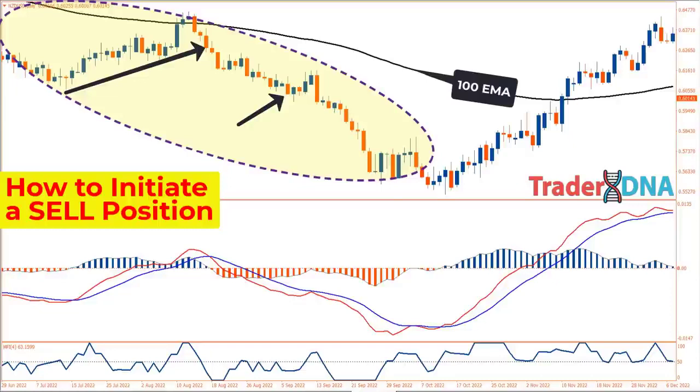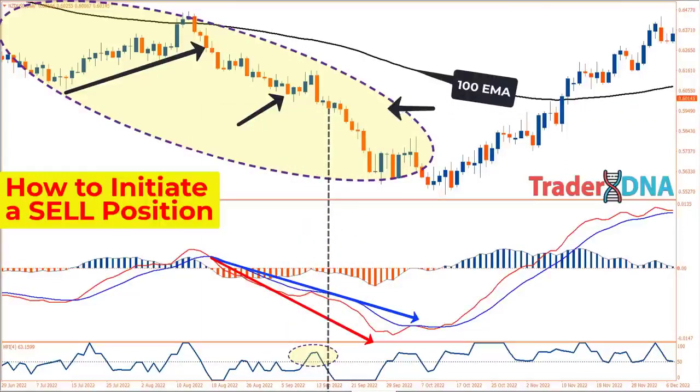As you can observe in this chart, the market price here is declining and consistently staying below the 100-period EMA line. Furthermore, you can notice that the MACD line and the signal line are diverging, indicating a strong bearish trend. The next step involves waiting for a minor correction, which is indicated by the rise of the MFI line above the 50 level, while the MACD line and the signal line remain divergent. We will execute a sell position once the MFI line descends back below the 50 level. As a general rule, it's advisable to place a stop loss at the nearest swing high.